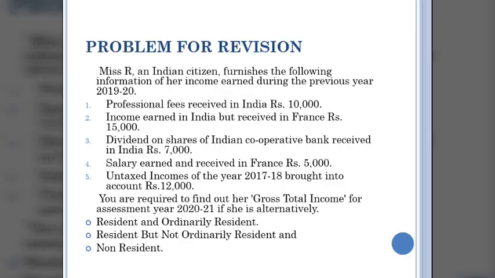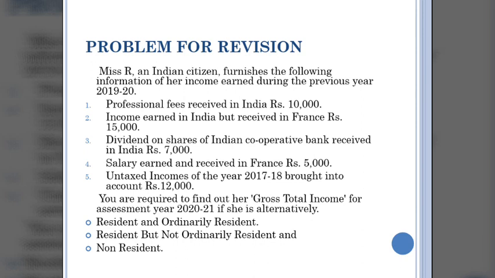Then another one I have given for your revision. Ms. R, an Indian citizen, furnishes the following information of her income during the previous year 2019-20. One is professional fees received in India. It is Indian income, so it is taxable to all. Then next one is income earned in India but received in France. It is 15,000. Income earned in India, so it is Indian income, taxable to all.